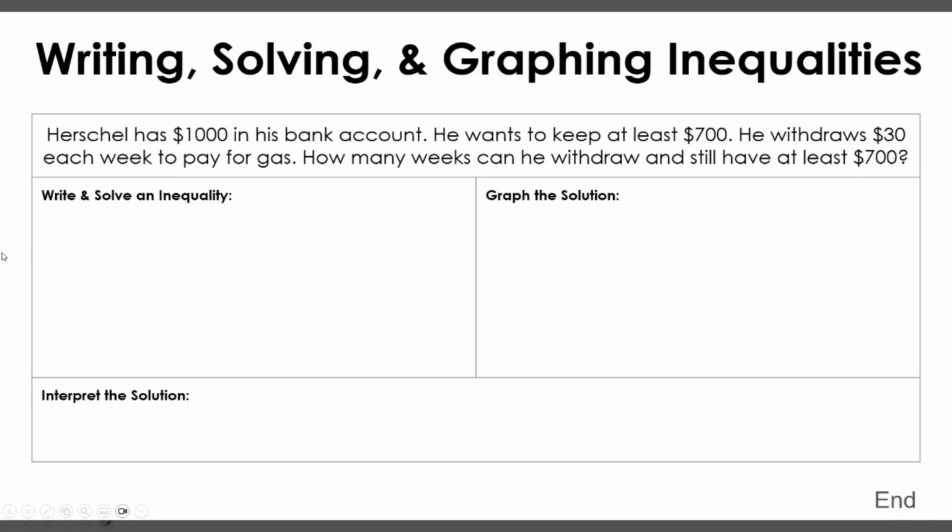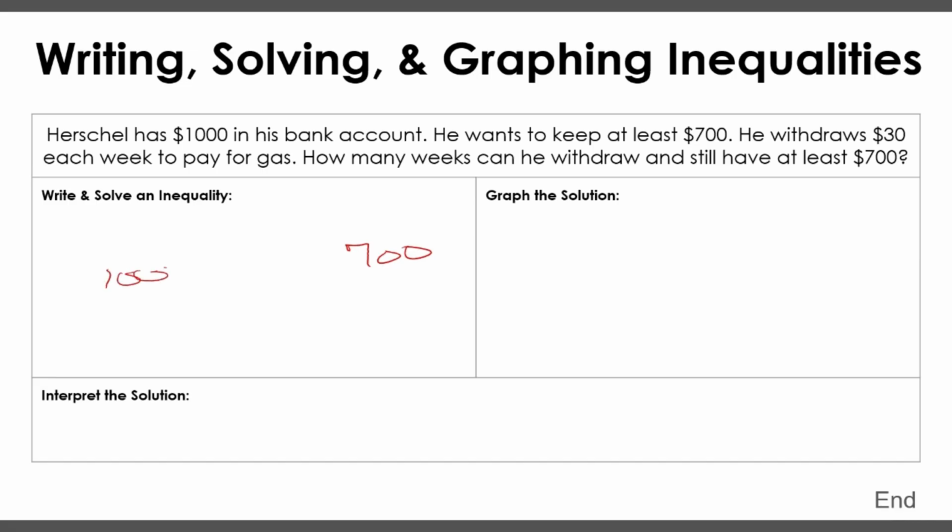So now we're looking at writing and solving and graphing inequalities, all combined. Herschel has $1,000 in his bank account. He wants to keep at least 700. So I'm going to put 700 on the right. He withdraws $30 each week to pay for gas. How many weeks can he withdraw and still have at least $700?